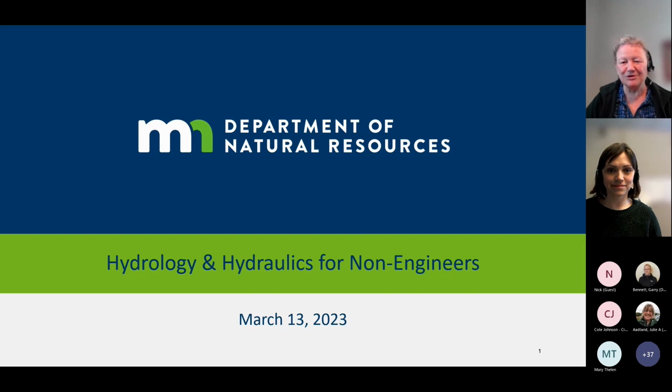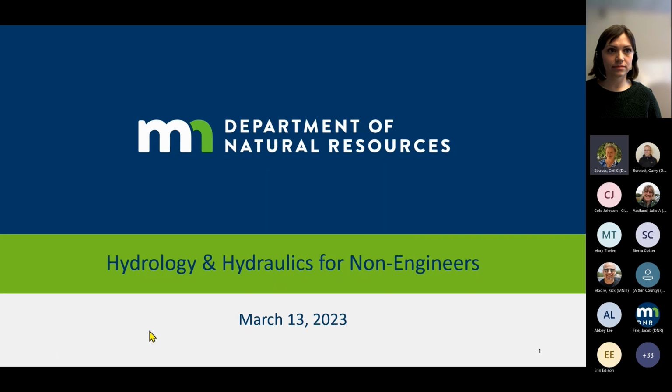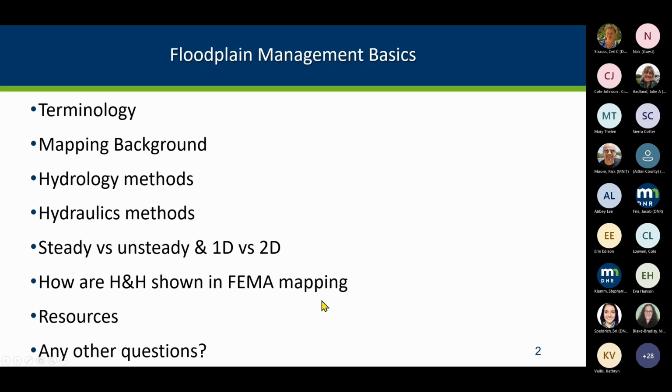But I'm going to turn off my camera and start presenting just to keep the bandwidth better here. And so we are talking about hydrology and hydraulics today. We'll go over a little bit of terminology and some mapping background, but then we'll be jumping into the hydrology methods and hydraulics methods, talk a little bit about what's steady versus unsteady models and 1D versus 2D models. And then we'll talk at the end about how hydrology and hydraulics are shown in the FEMA mapping and a little bit of resources.